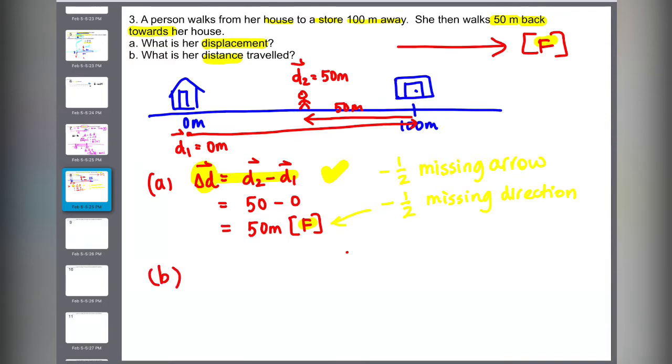Part B, what is her distance traveled? Okay, so distance is delta D. I don't need you to write an equation for distance. You can just look at it. I travel 100 meters to the right, and then I travel 50 meters to the back. So I get 100 adding 50. For the distance, I count all the legs. Okay, so 150 meters, no directions.